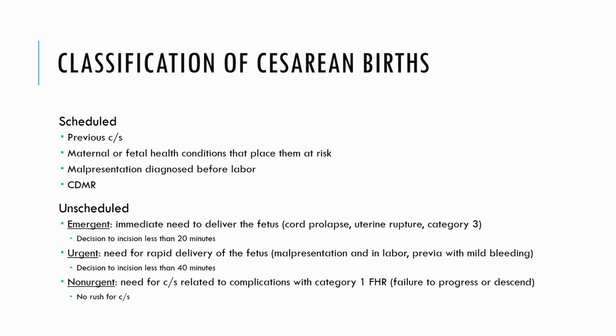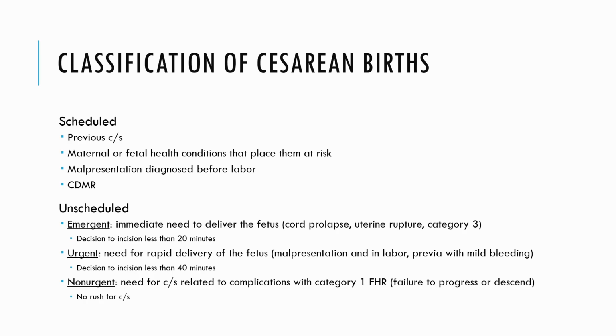An emergent C-section means we have an immediate need to deliver the baby. Think of it this way: I don't like to call them this, but I've called them our splash and slashes. From when the doctor says we need to do a C-section to when we get that baby out, it's usually less than 20 minutes. Reasons for this include a cord prolapse, a uterine rupture, a category 3 tracing, or an abruption, something where we have this immediate need to get the baby out.